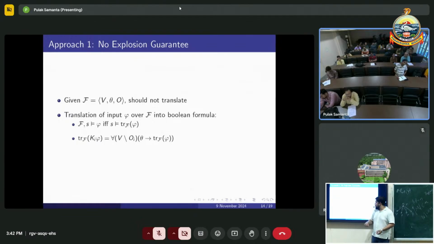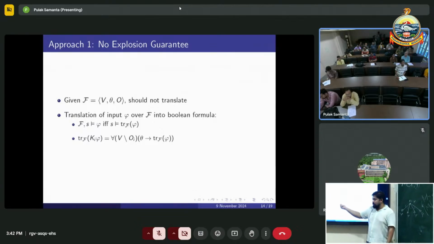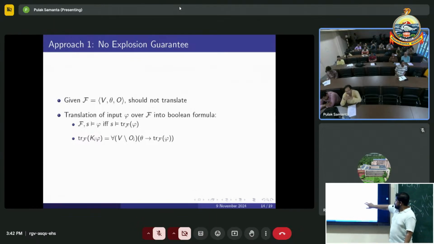Space can be reused. So what the model checker will do is, with respect to one evaluation, check this formula. Then it will go to the next evaluation and check the same formula, reusing the space used by the first formula. That's it. So with respect to space, it isn't blowing up. So this is the first approach.